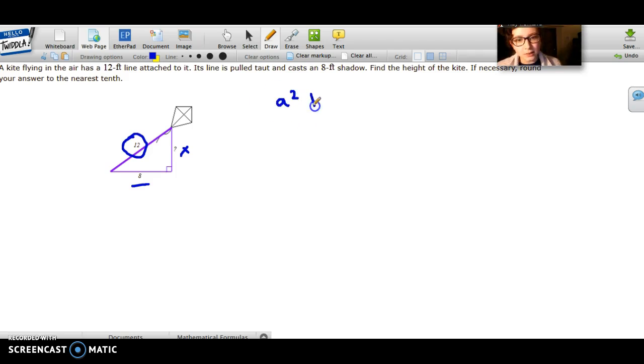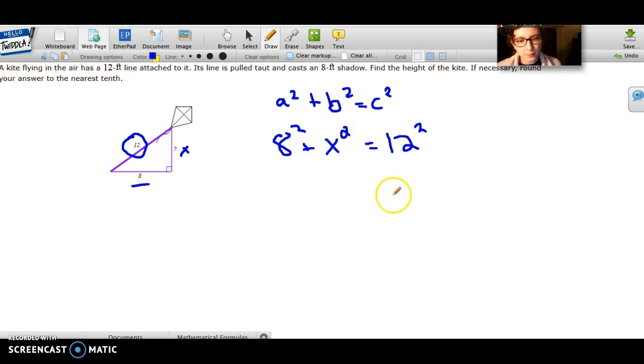So a squared plus b squared is equal to c squared, where c is the hypotenuse. So we have 12 squared is equal to 8 squared, one of the legs, plus the other leg, x squared. Okay, so now we can solve this. So 8 squared is 64, 12 squared is 144, and then we have that plus x squared there.